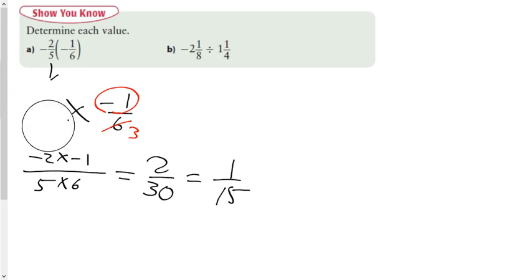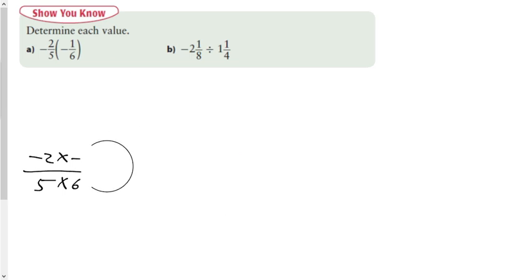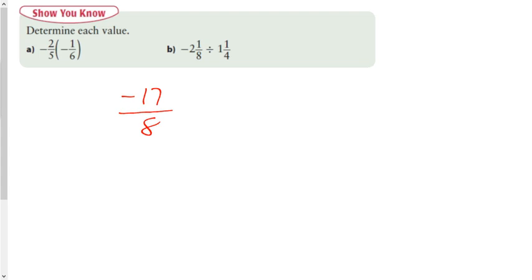Okay. And your second question in your exemplar is simply a division of two fractions. Change them both to improper. So 8 times 2 is 16 plus 1 is 17. So negative 17/8, negative sign in your numerator, divided by 4 times 1 is 4 plus 1 is 5 over 4. Of course, we're dividing fractions, which we said in the warm-up is easily accomplished by multiplying by the reciprocal.